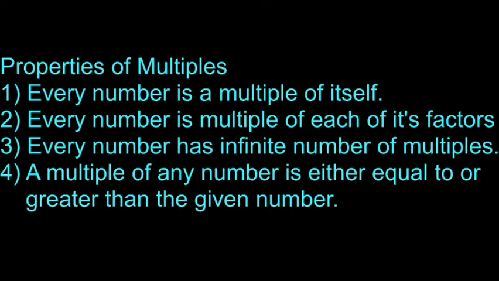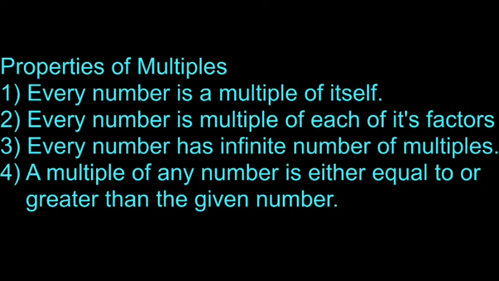Second property, every number is a multiple of each of its factors. For example, if you consider 6, the factors of 6 are 1, 2, 3 and 6. And we can say that 6 is a multiple of 1, and also 6 is a multiple of 2, 6 is a multiple of 3, and 6 is a multiple of 6 itself.